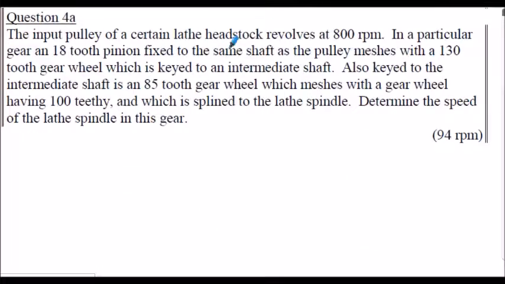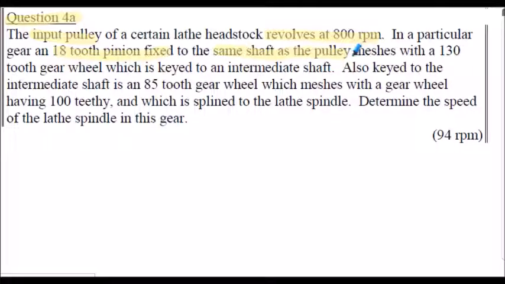So I'm going to start with question 4A on your sheets. In this case, we've actually got no diagram. So in a minute, you're going to have to try and sketch a diagram of the gear system. So let's read the information carefully here and see if we can digest it and then extract what we need to form the gear train. We've got an input pulley of a certain lathe headstock, and that revolves at 800 RPM. In a particular gear, so they're talking about the gears can be changed on this lathe, an 18-tooth pinion wheel, that's a small gear, is fixed on the same shaft as the pulley. Okay, so it's like a compound gear, if you like, with the pulley, you could think of it that way.